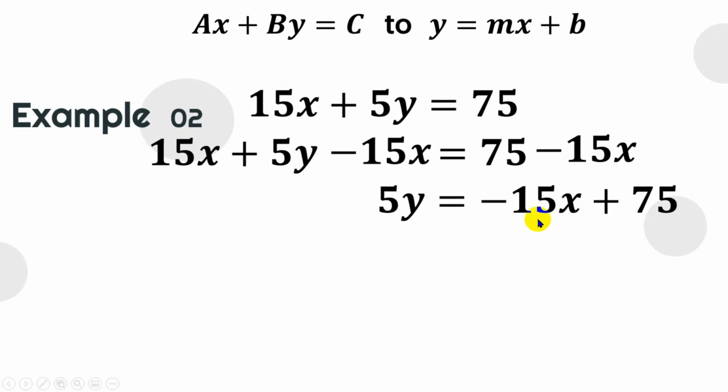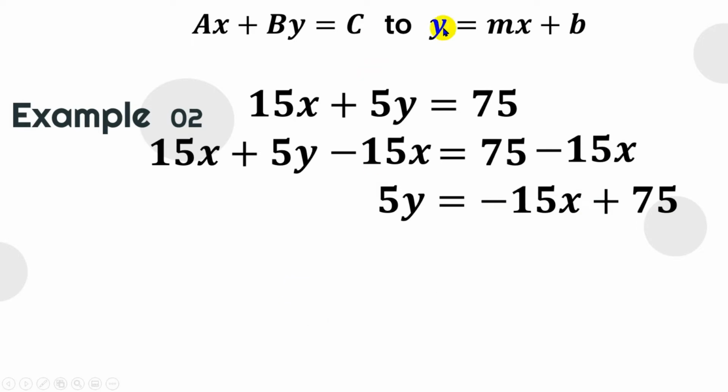plus 75. So we have to rewrite the terms on the right side of the equation where our term with the x variable will be the first term and the constant will be the second term. Don't forget to put the correct sign, okay? So 15 is negative and 75 is positive. Now we have 5y is equal to negative 15x plus 75.